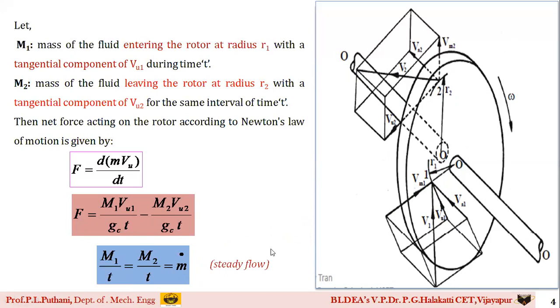Next, why have I taken this? Because of a steady flow case. As I told, as the flow is steady, the mass flow rate M1 is equal to M2 is equal to M dot. Now, what does your equation become? Once I put M1 by t and M2 by t equal to M dot, my equation gets reduced to this form, that is F is equal to M dot by Gc into Vu1 minus Vu2. That is the tangential velocity components.